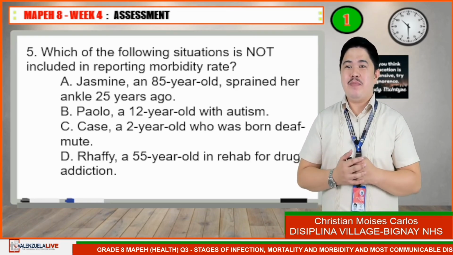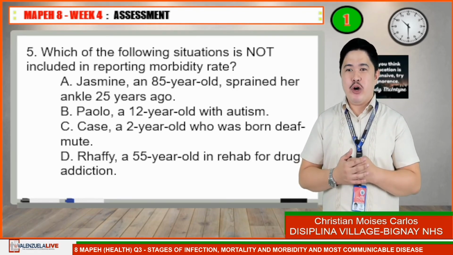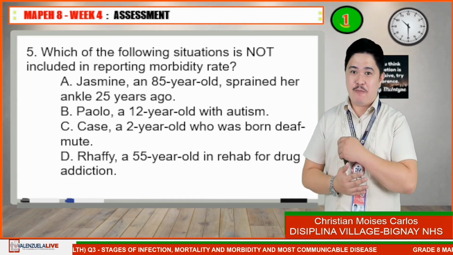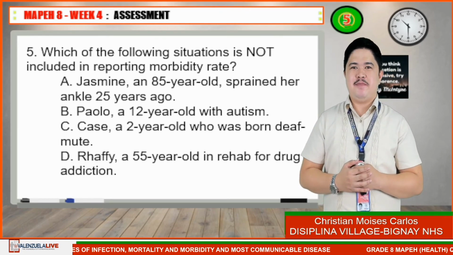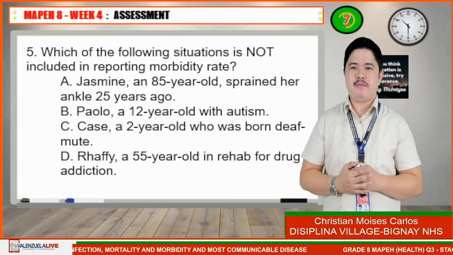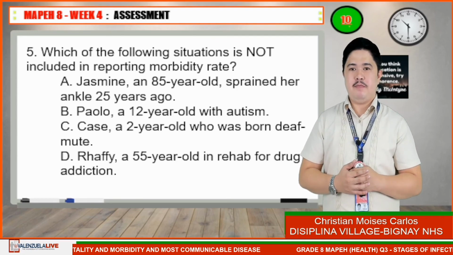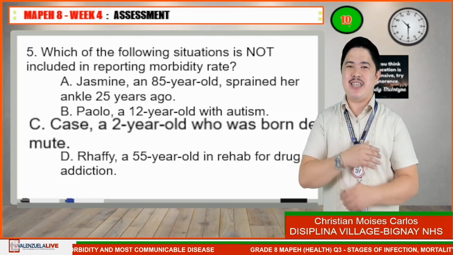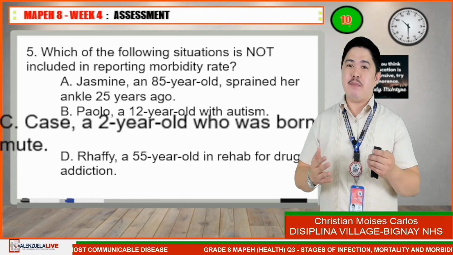Number 5, which of the following situations is not included in the reporting of morbidity rate? Your 10 seconds starts now. Okay, the correct answer is, yes, letter C, a 2-year-old who was born deaf.